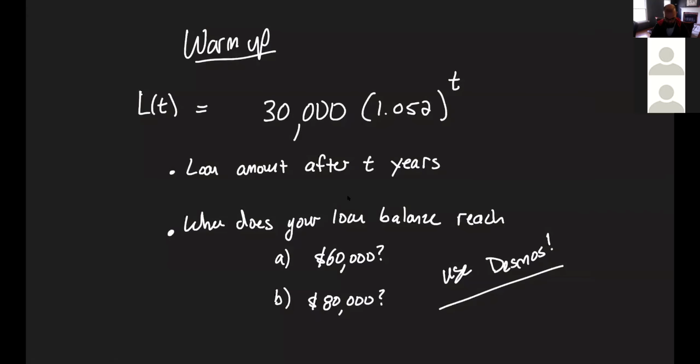So let's jump back over to our whiteboard, I'm going to jump back to my iPad here. All right, so this is our warm up. We want to know when this reaches 60,000. So the problem becomes: when does 30,000 times 1.052 to the t equal 60,000?